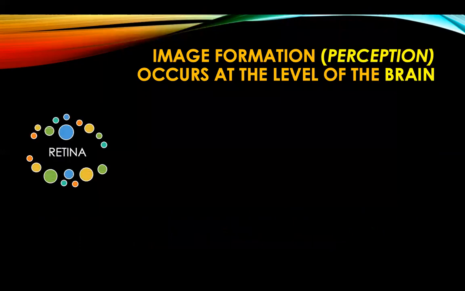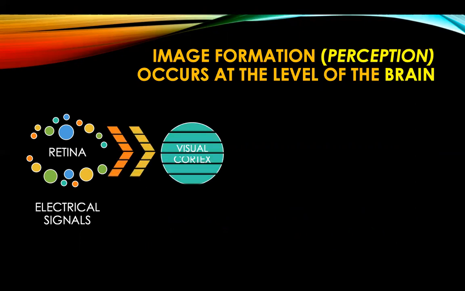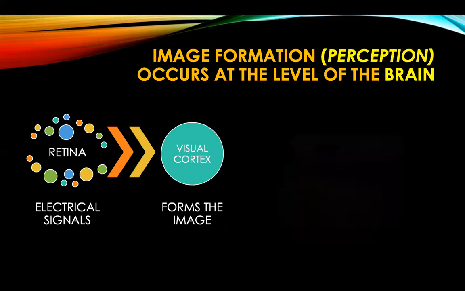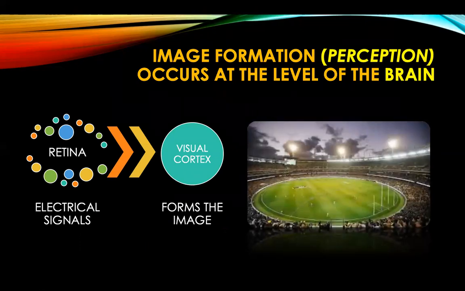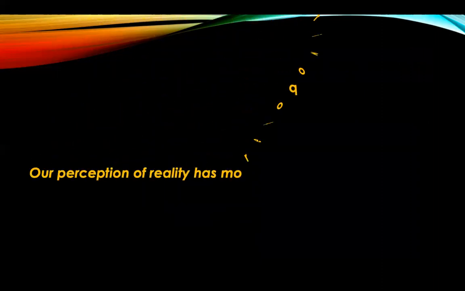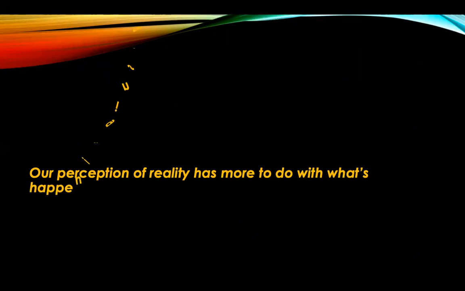So image formation: the retina forms electrical signals, and these electrical signals are converted into an image in the visual cortex. And this image is what we see. So perception occurs at the level of the brain. A perception of reality has more to do with what's happening inside the brain.